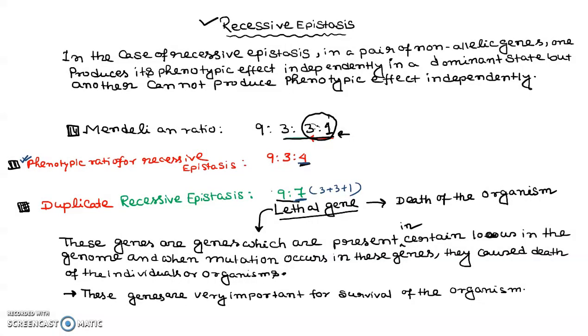Now next is recessive epistasis. In recessive epistasis, in a pair of non-allelic genes, one produces its phenotypic effect independently in a dominant state, but the other cannot produce a phenotypic effect independently. For the phenotypic ratio of recessive epistasis, from the 9:3:3:1 ratio, you add the last two, and you get the phenotypic ratio of recessive epistasis. For duplicate recessive epistasis, add the last three, then you will get 9:7. That is duplicate recessive epistasis.